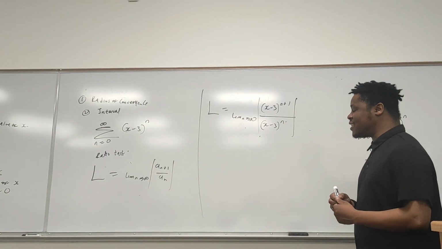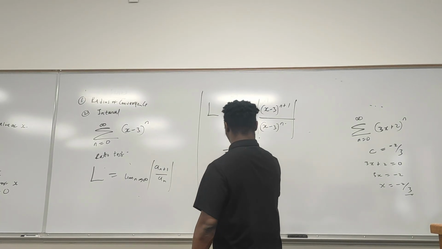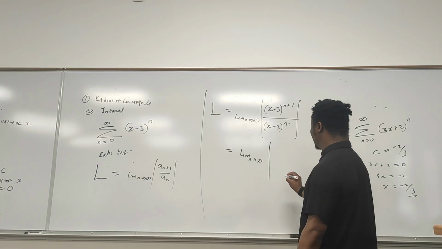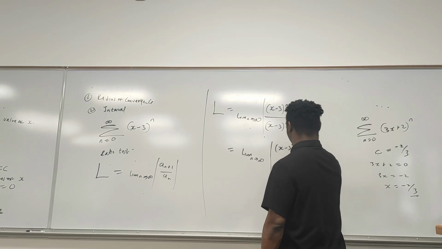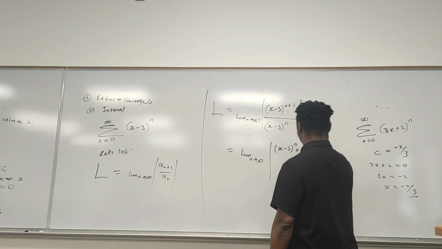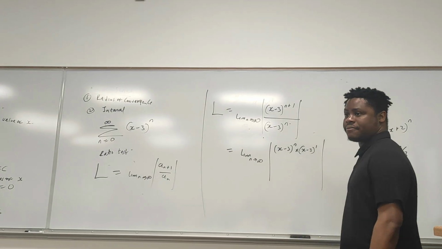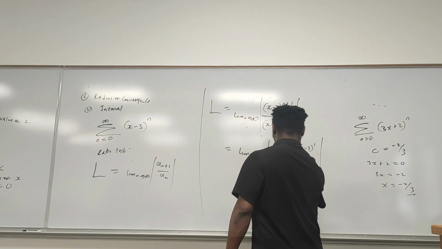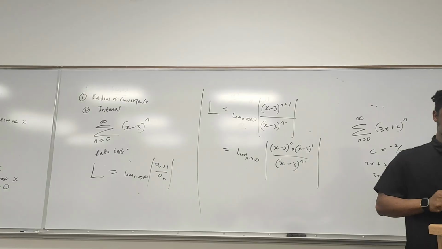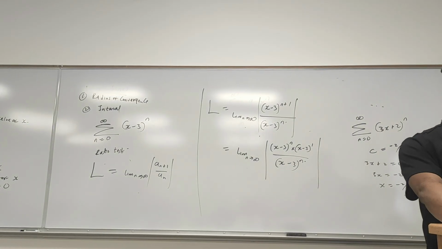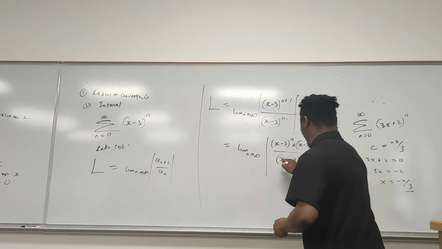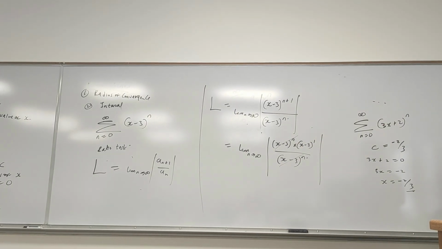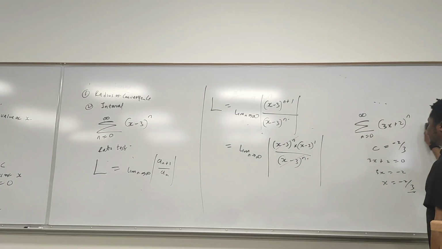If we simplify this, it becomes the limit as n goes to infinity of (x minus 3) to the n multiplied by (x minus 3) raised to power 1, divided by (x minus 3) to the n. Let's use a colored marker here. So this cancels this. Do you agree? If I'm too fast, let me know. Just tell me to slow down.